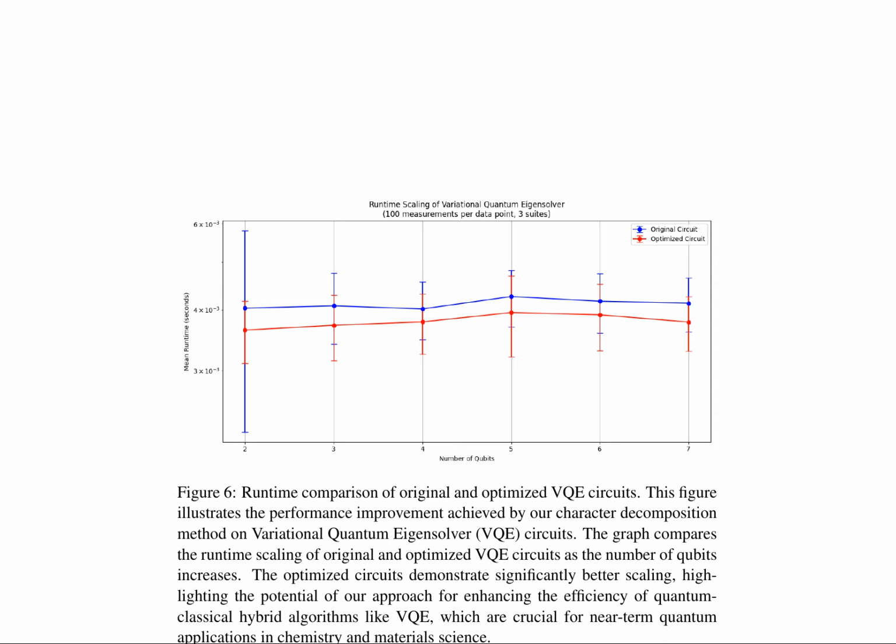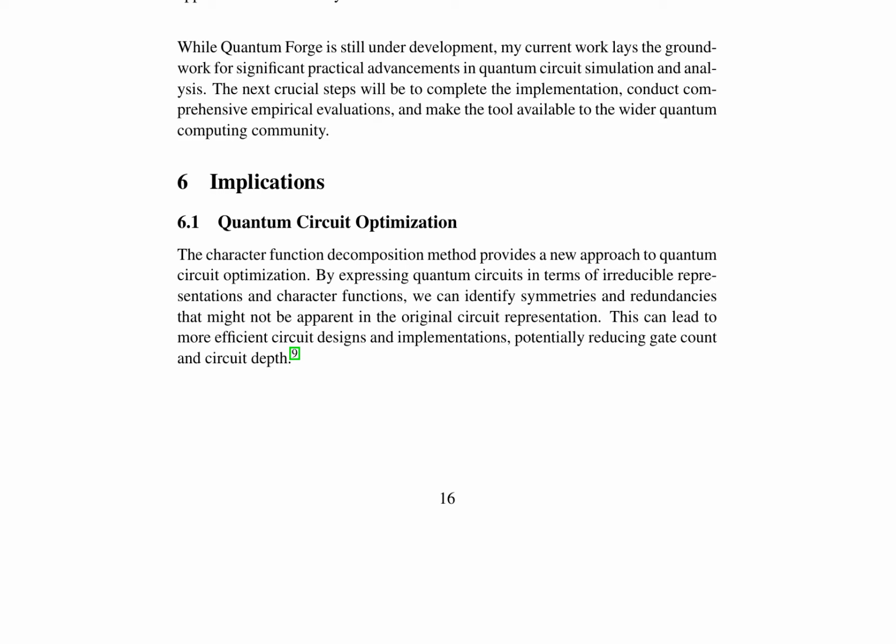By expressing quantum circuits in terms of irreducible representations and character functions, the character function decomposition method identifies symmetries and redundancies, leading to more efficient circuit designs and implementations. This can potentially reduce gate count and circuit depth, highlighting the method's potential for optimizing quantum circuits. The current work lays the groundwork for significant practical advancements in quantum circuit simulation and analysis.